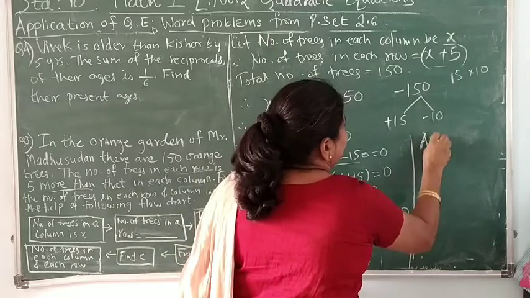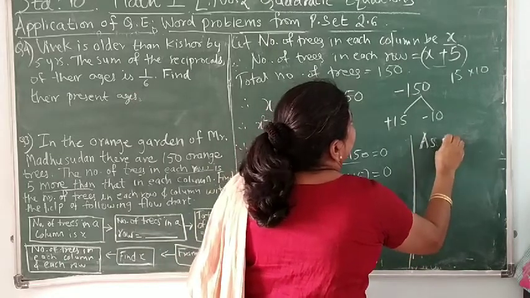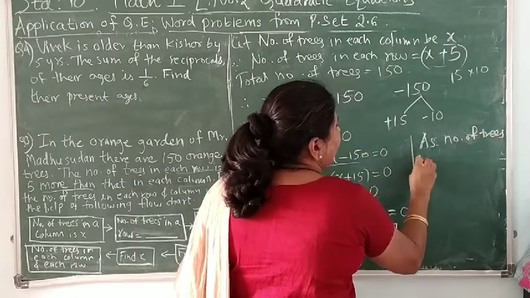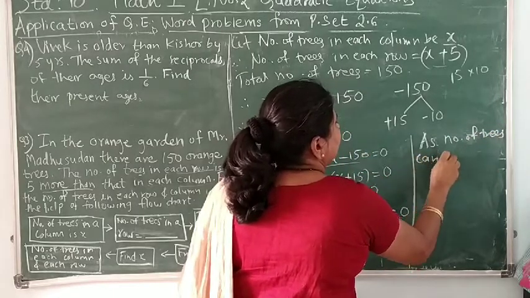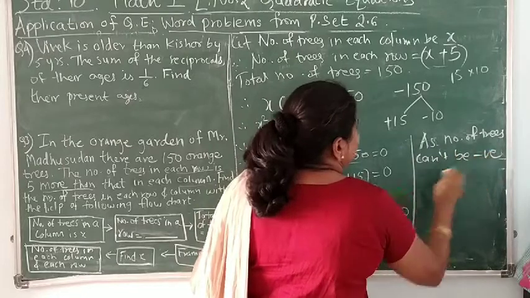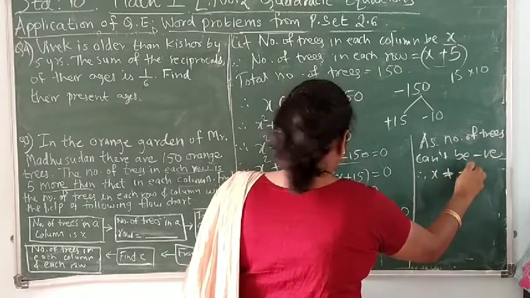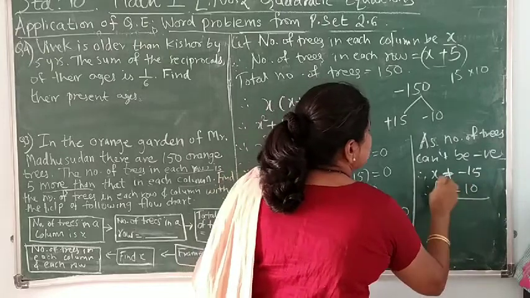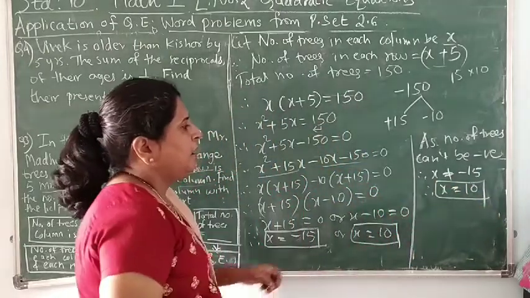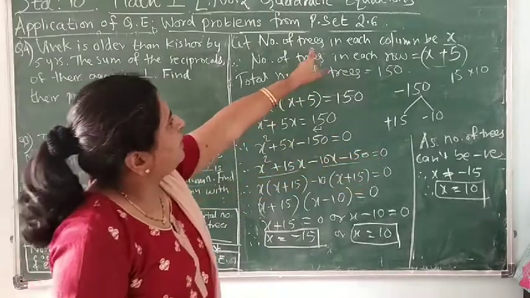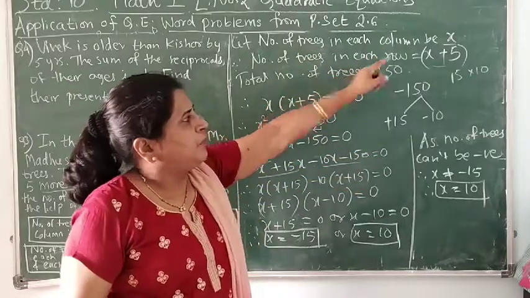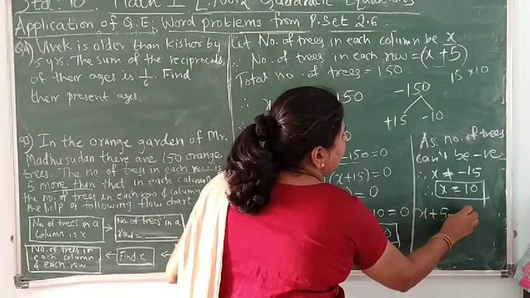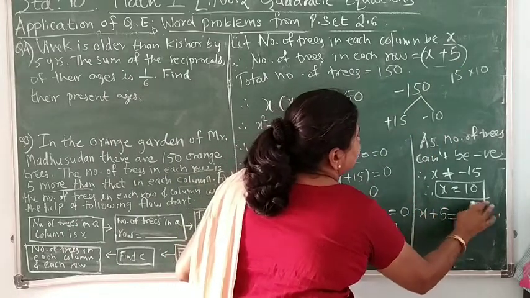As number of trees, write in short but write something, cannot be negative, therefore x cannot be equal to minus 15 and x should be then equal to 10. So this is the acceptable value of the variable. If x is 10, this is the number of trees in each column, and to find the number of rows we have to add 5 to it. So x plus 5 is going to be 10 plus 5, that is 15.